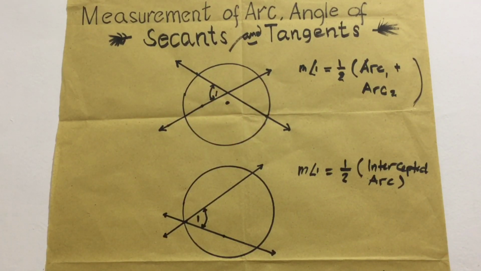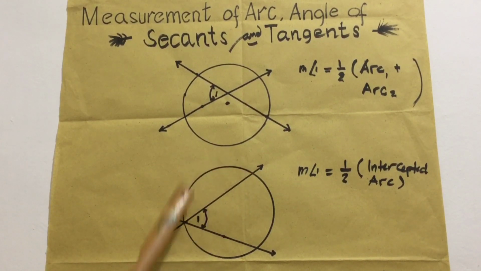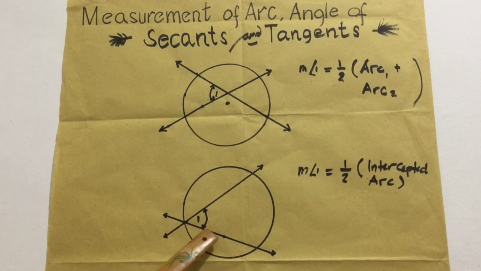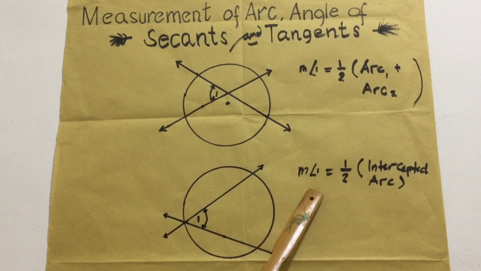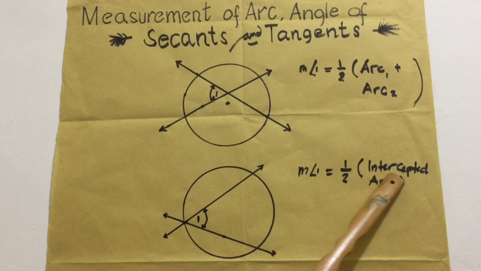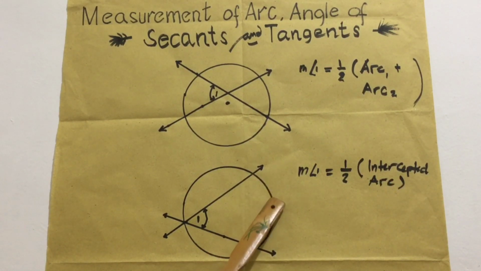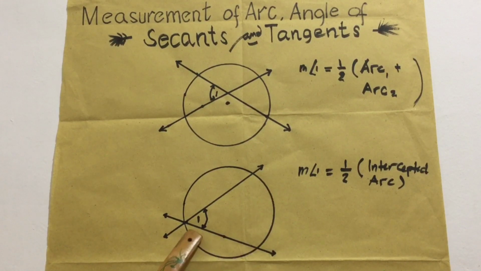And we have another example. We have here the circle and the secants intersecting on the circle, and they form an angle 1. To find the measure of this angle, we have measure of angle 1 equals 1/2 of the intercepted arc. So 1/2 of this arc is the measurement of this angle 1.